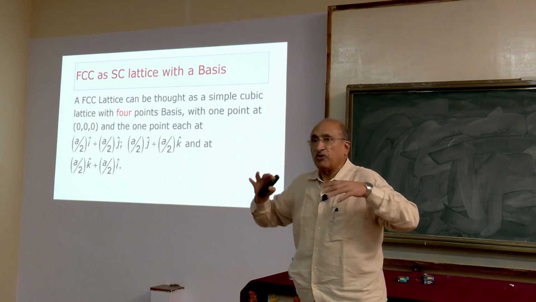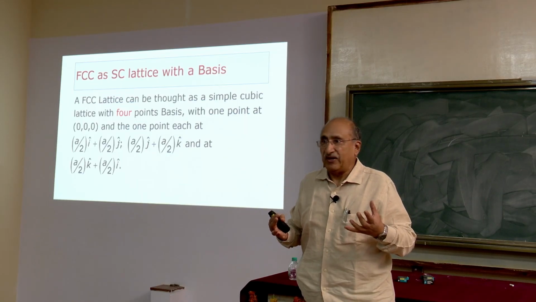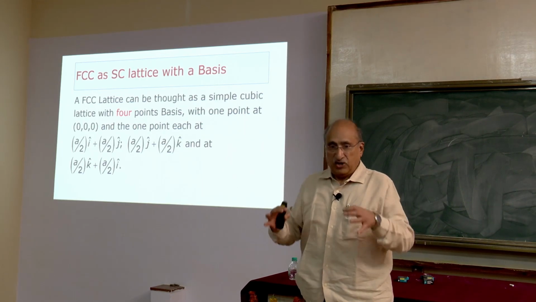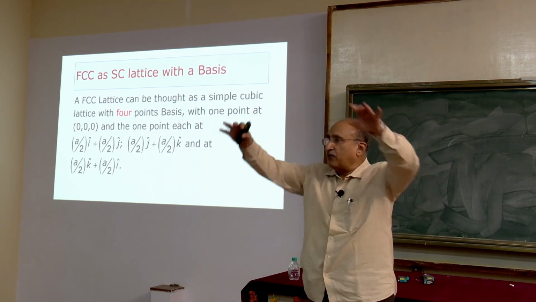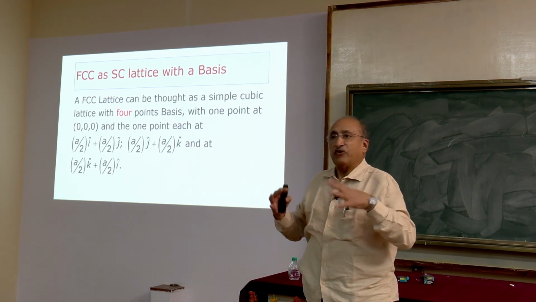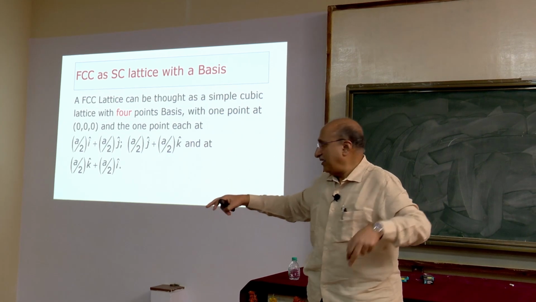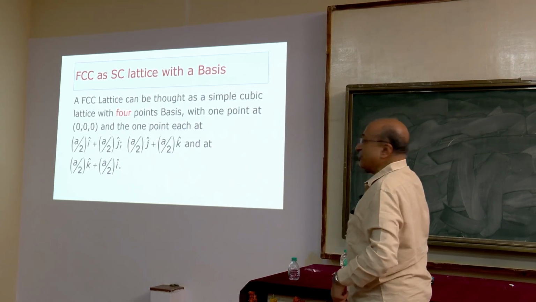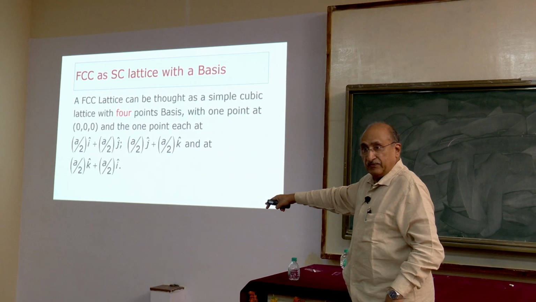It's not very easy to draw a 3-dimensional figure. I have found it much easier to take the room in which you are sitting, assume this to be a cube, and then look at the walls and try to see. So you have all the faces centered. You start from here: this face is centered, this face is centered, this face is centered, and one point here.